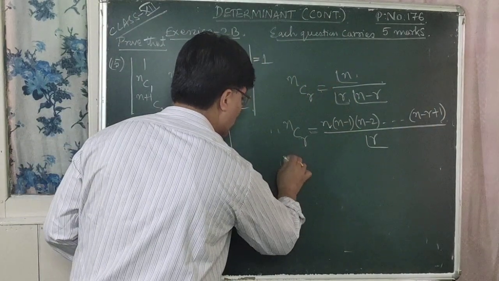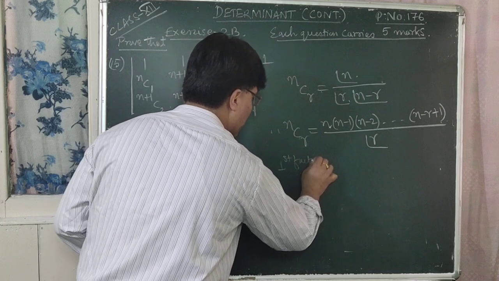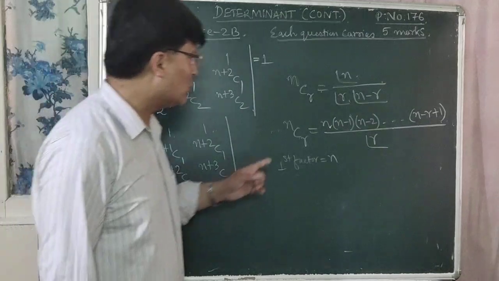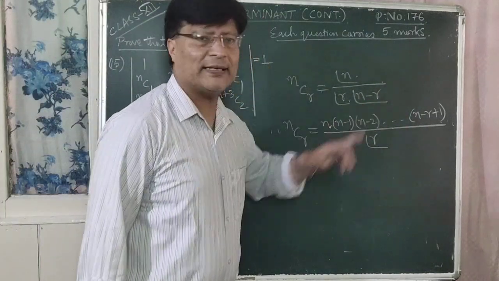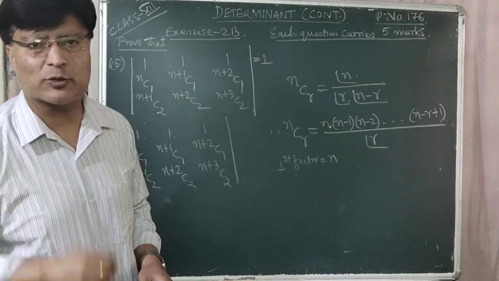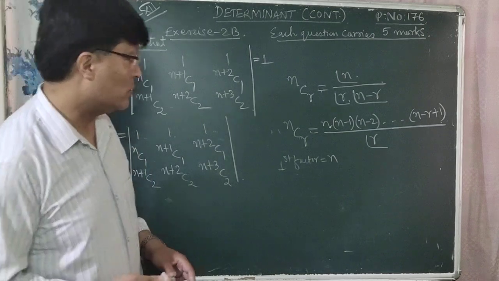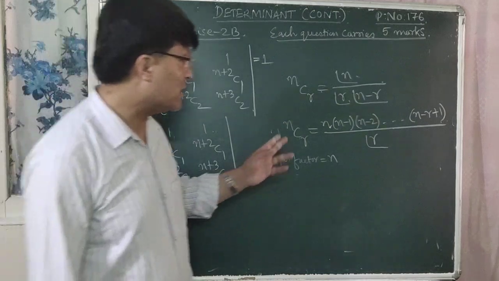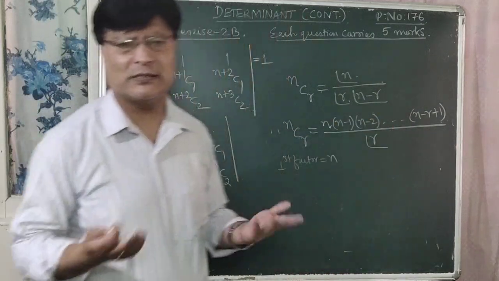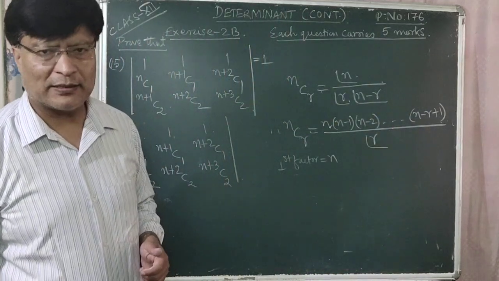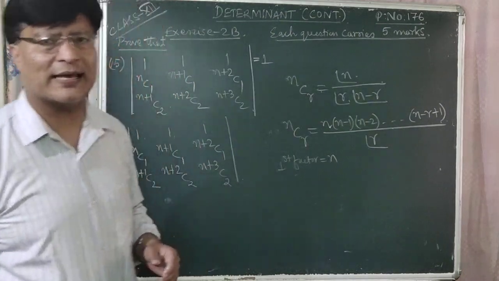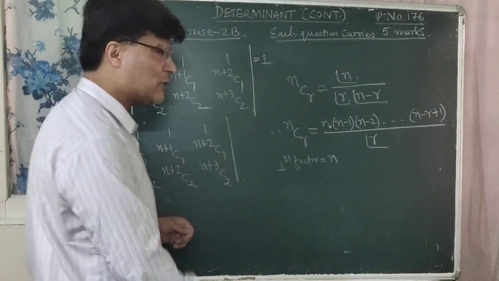Here the first factor is what? Your first factor is equal to n. Now I am explaining how you get the rth factor as n minus r plus 1. Some students may say that the last factor should be n minus r. Why is it not n minus r? Why is it n minus r plus 1? You may ask the question like this also, isn't it? So let us prove it.